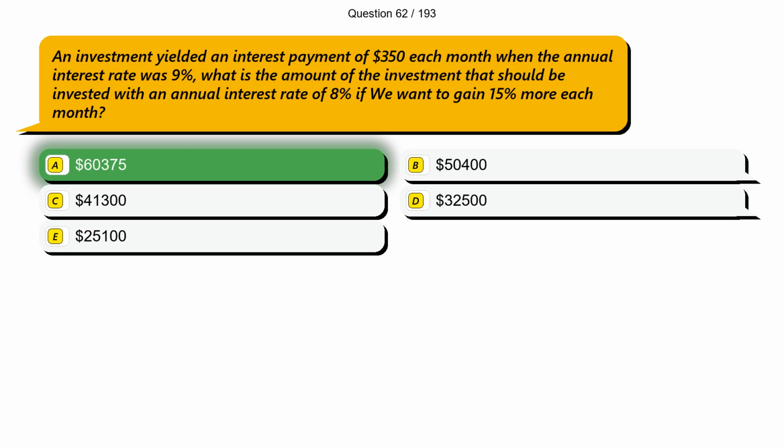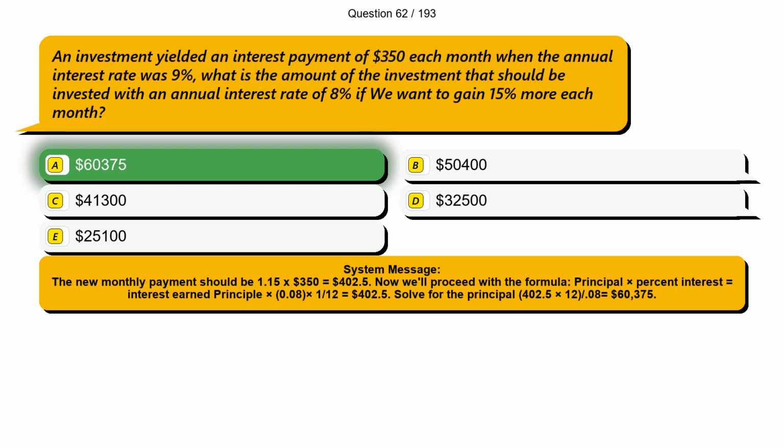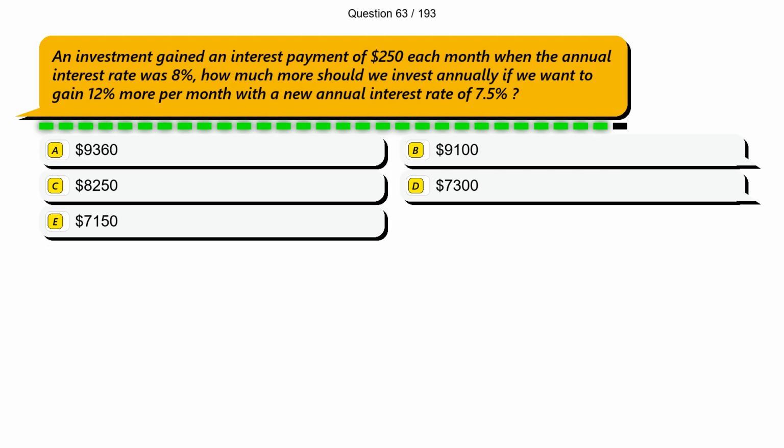The correct answer is option A, $60,375. The new monthly payment should be 1.15 x $350 equals $402.50. Now we'll proceed with the formula: principal times percent interest equals interest earned. Principal times 0.08 times 1/12 equals $402.50. Solve for the principal. 402.5 times 12 / 0.08 equals $60,375.